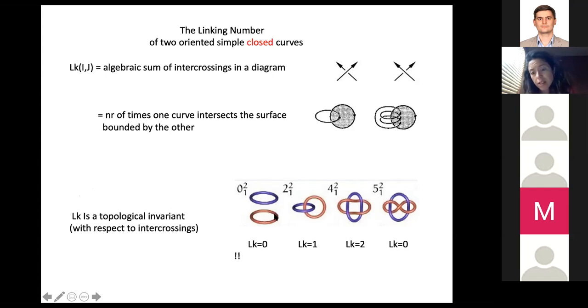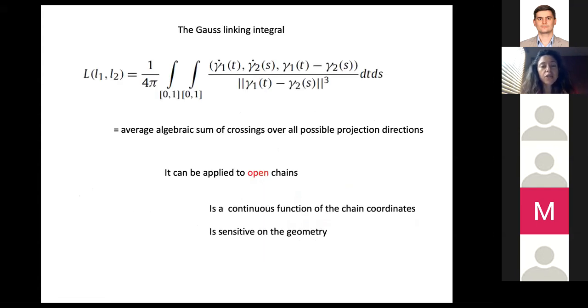And it is a topological invariant, but it is not a very strong one. We know of cases that it misses, since, as we said, it doesn't account for self-entanglement of the curves. Okay, so this is the classical linking number, but actually it was defined by Gauss in the Gauss linking integral.